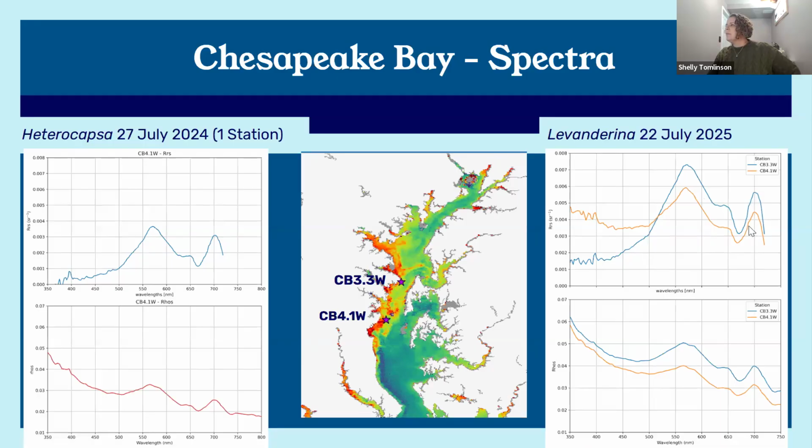And then on the right-hand side are similar plots from the 2 stations of the Levanderina bloom in July of 25. And what you can see, the take-home message, is if you're looking at Rrc versus Rrs, there are major differences in the blue. I think that's all due to absorbing aerosols and things that don't get cleaned up because we're using a less corrected product in the Rrc. However, if you look from the green to the red, the spectra look very similar for all of these dates and blooms. Both of these species are dinoflagellates, so I'm not surprised that they look pretty identical.